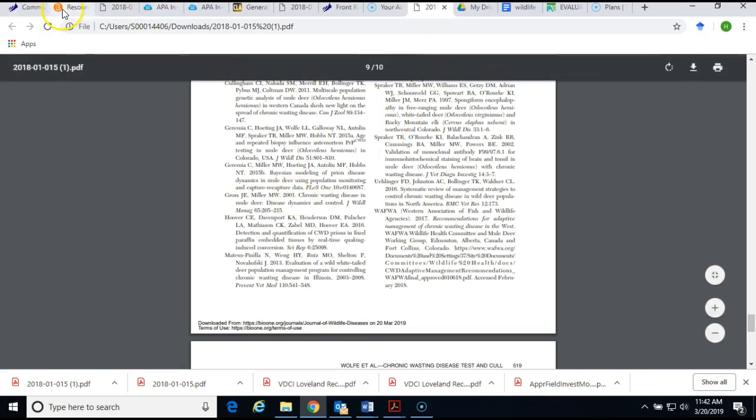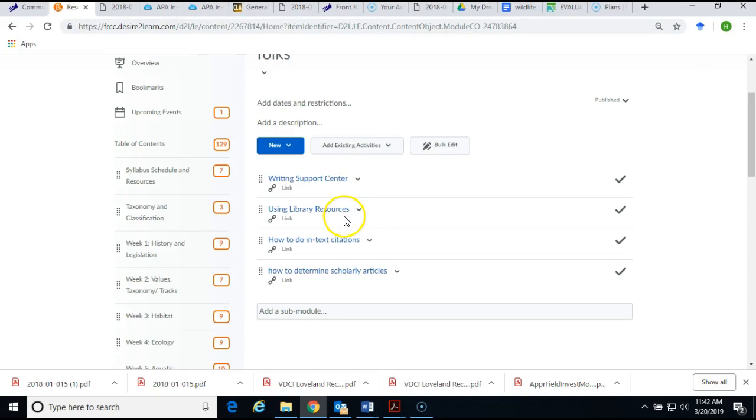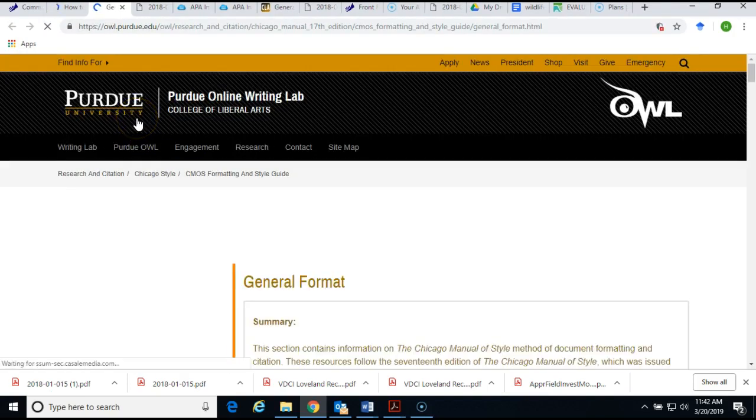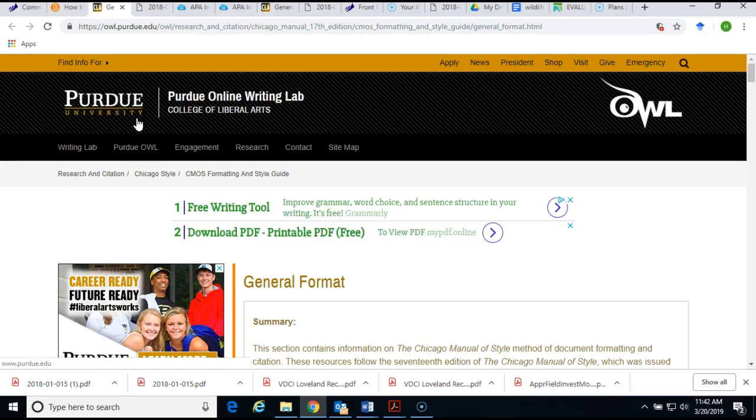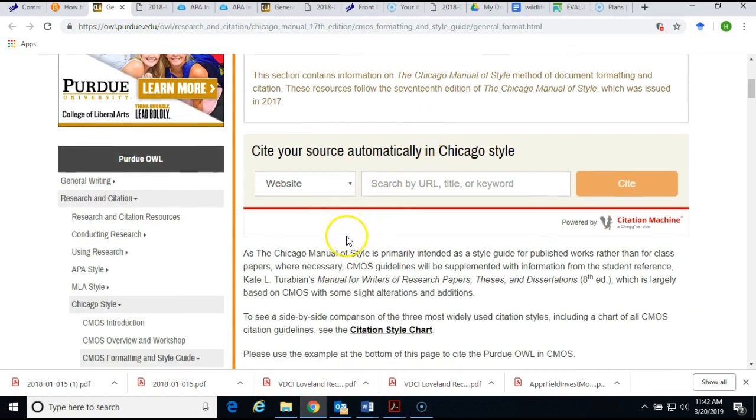Okay, so in your D2L Dropbox, I've provided a link to doing in-text citations, which is actually part of the Purdue Online Writing Lab, and the Poudre River Public Library uses this as a reference as well, and you can get to it from our Front Range website. But I prefer the Chicago author date style. And so Chicago author date style or APA style are very, very similar.